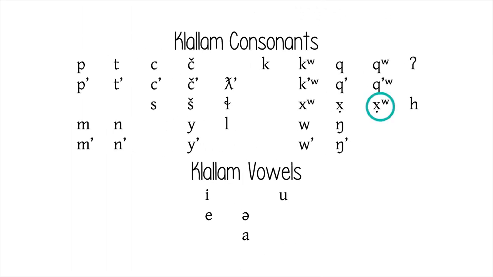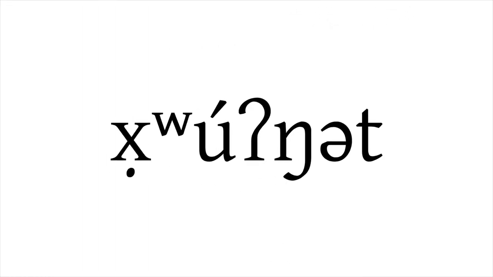The back X with a raised W is produced the same as a back X, but with the lips rounded. It's in the Klallam word for paddle.